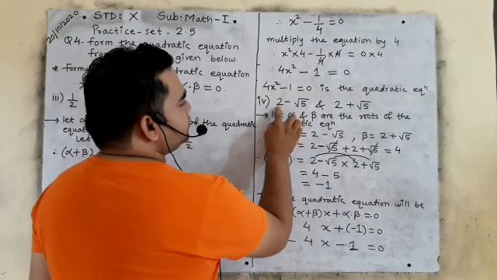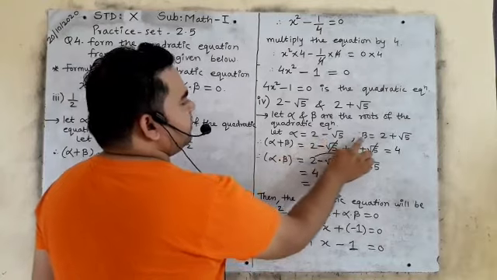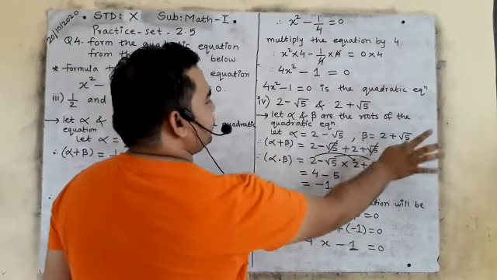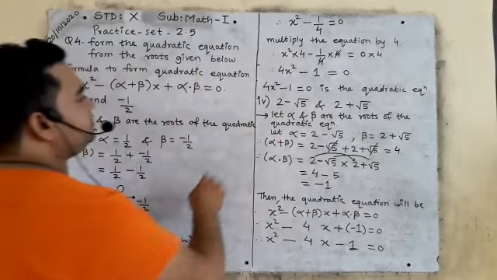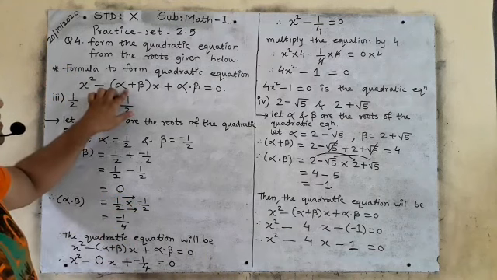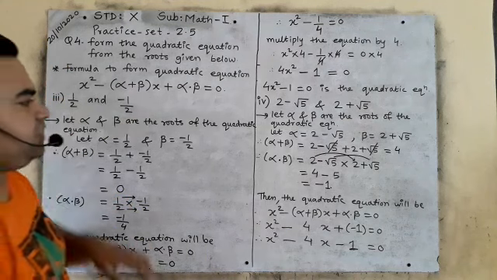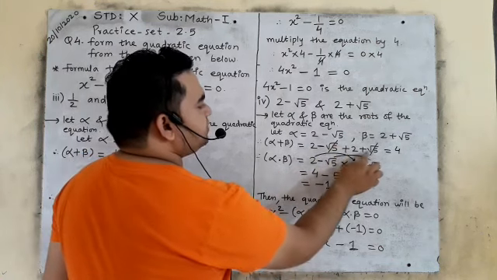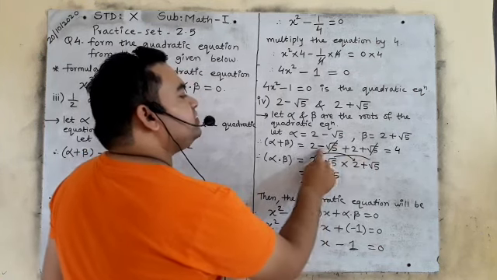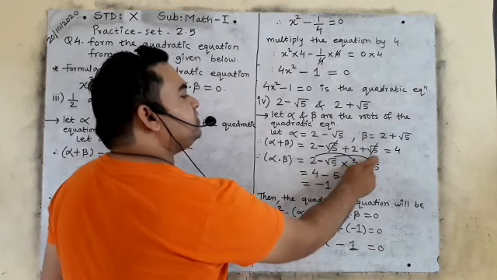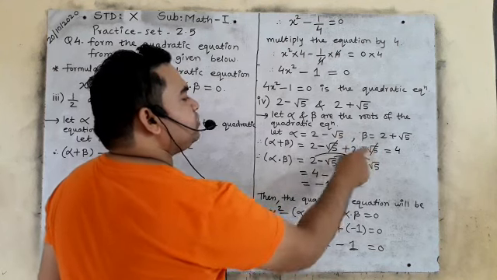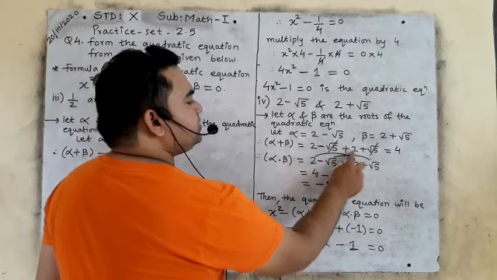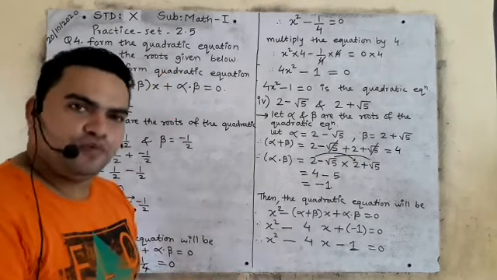Let alpha equal 2 minus square root 5 and beta equal 2 plus square root 5. We have to find first the sum of the two roots, alpha plus beta. So alpha plus beta is 2 minus square root 5 plus 2 plus square root 5. See, this is minus square root 5, this is plus square root 5, so it will be 0. What will remain? 2 plus 2, which is 4. I hope you understood.